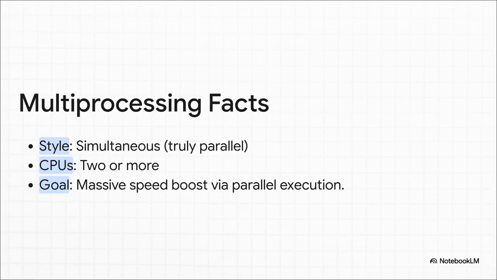So let's sum up multiprocessing. The execution style is truly, genuinely simultaneous. It requires 2 or more CPUs, period. And its main goal is just performance, a massive speed boost by tackling different programs, or even different parts of a really complex program at the exact same moment.